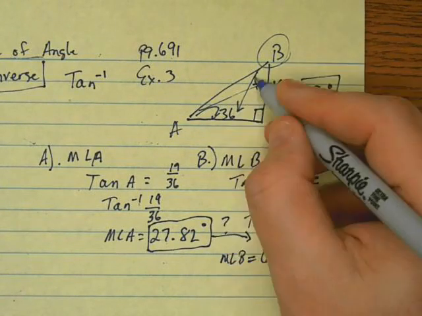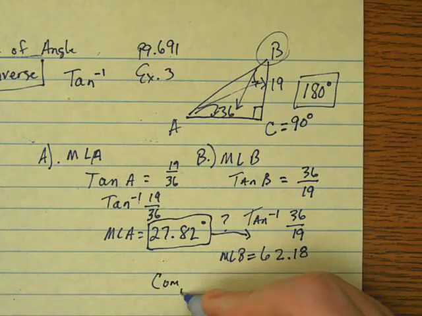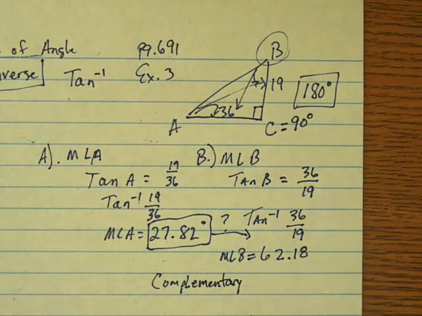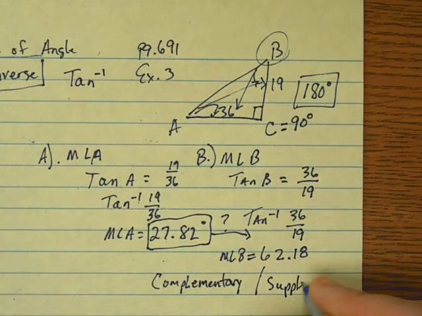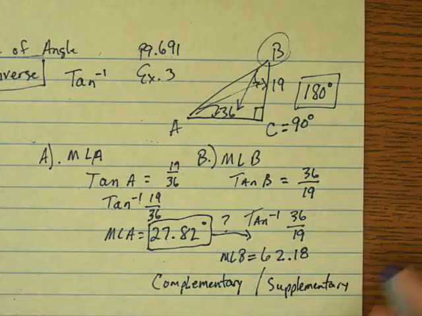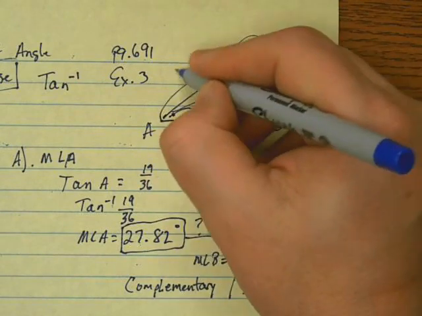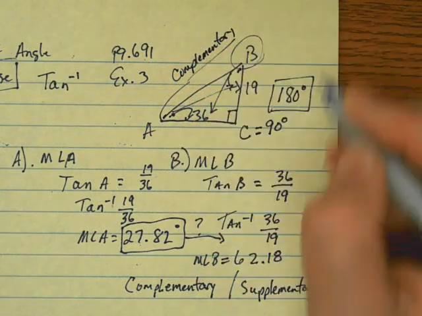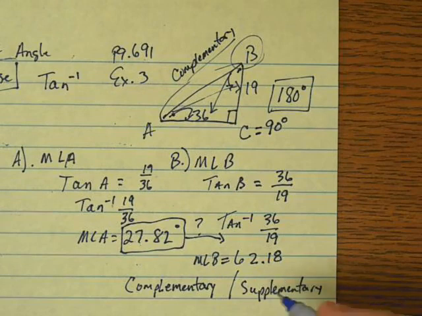When you add them together and they equal 90, do you know what word that's called? Complementary. What's it called when you add them together and equal 180? So the other two angles, A and B, are complementary angles. They always add up to 90. A and B. That make sense?